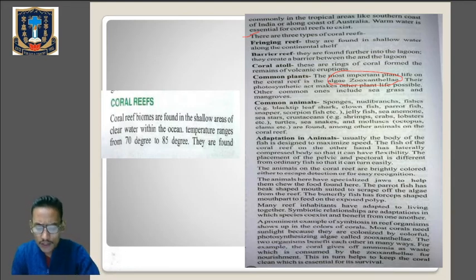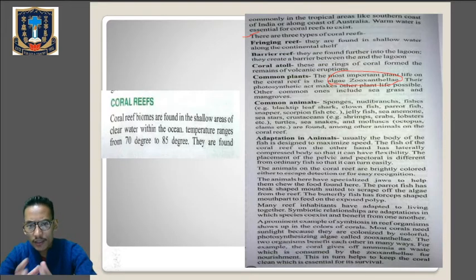Animals present include sponges, nudibranchs, and fishes like blacktip and leaf sharks, clownfish, jellyfish, sea anemones, sea stars, crustaceans like shrimps, crabs, and lobsters, turtles, sea snakes, and mollusks, which are mainly present in the coral reef biome. Now let's see the adaptations in animals.